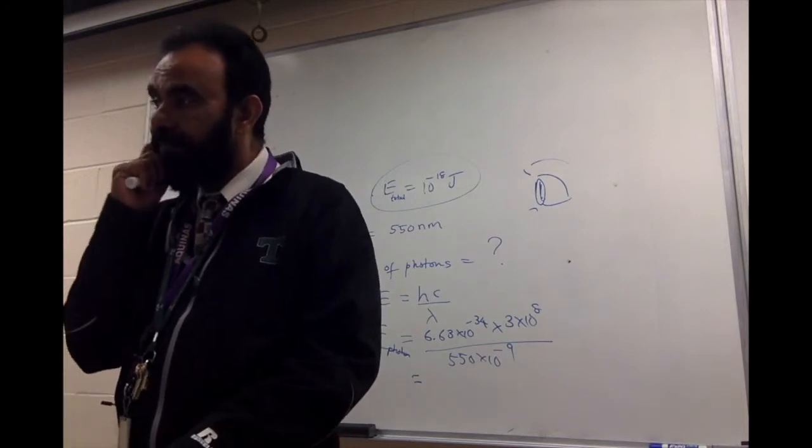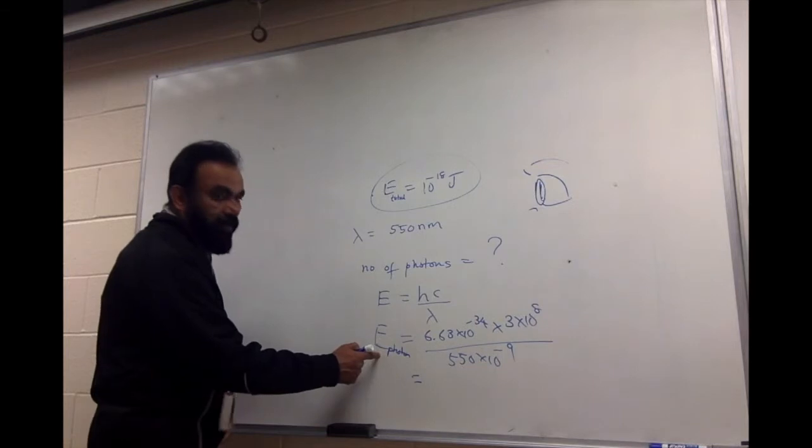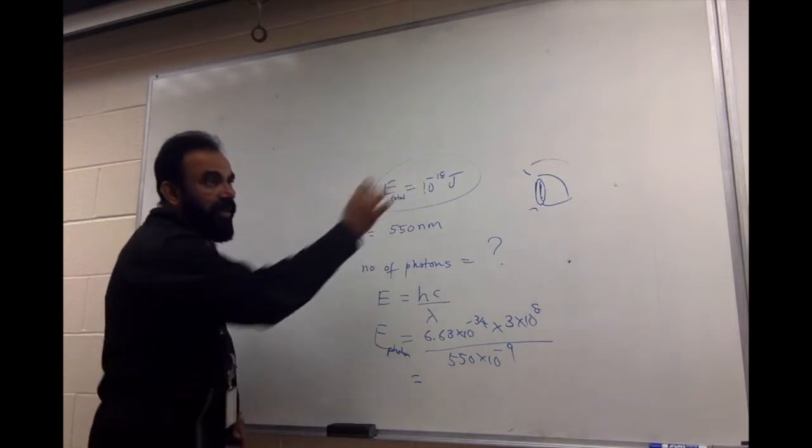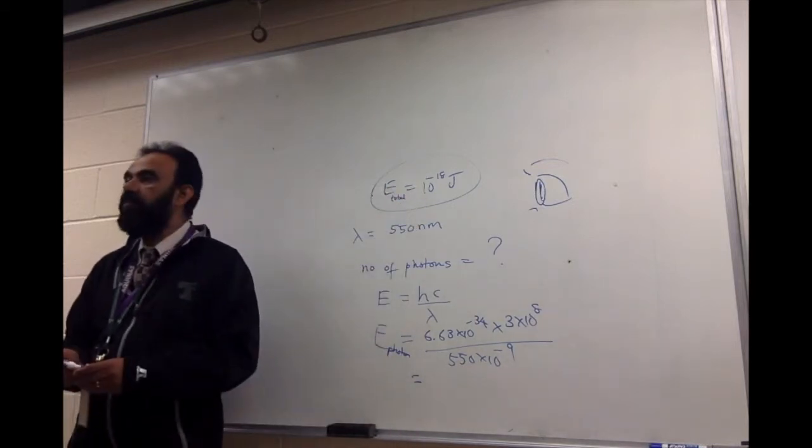After you find the energy, do you know how many photons? This is the energy for each photon. This is the total energy. So divide this with this.